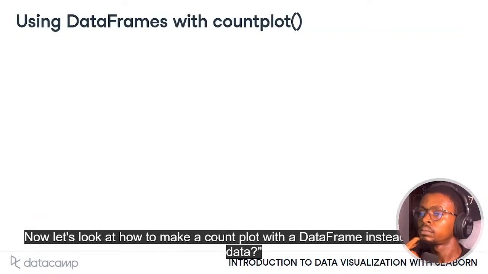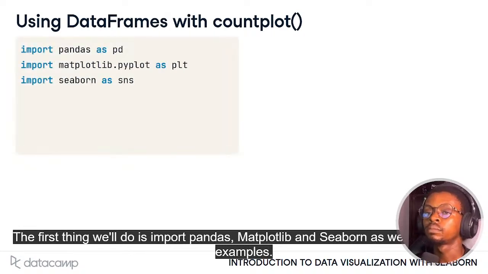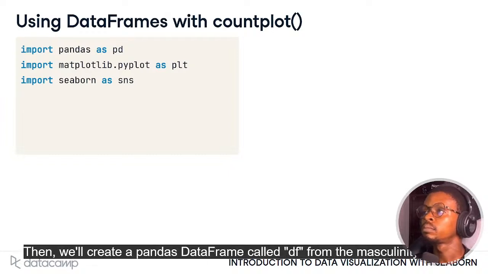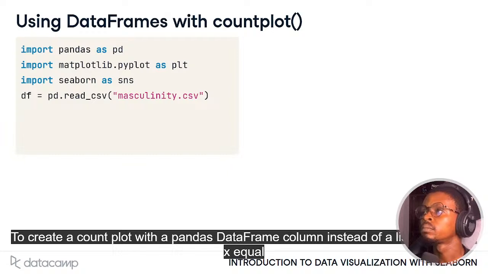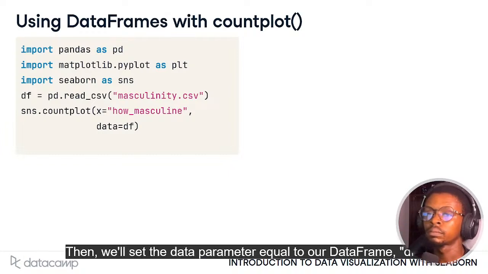Now let's take a look at how to make a count plot with a data frame instead of a list of data. The first thing we'll do is import pandas, matplotlib, and Seaborn as we have in past examples. Then we'll create a pandas data frame called df from the masculinity CSV file. To create a count plot with a pandas data frame column instead of a list of data, set x equal to the name of the column in the data frame. In this case, we'll use the how masculine column. Then, we'll set the data parameter equal to our data frame, df.